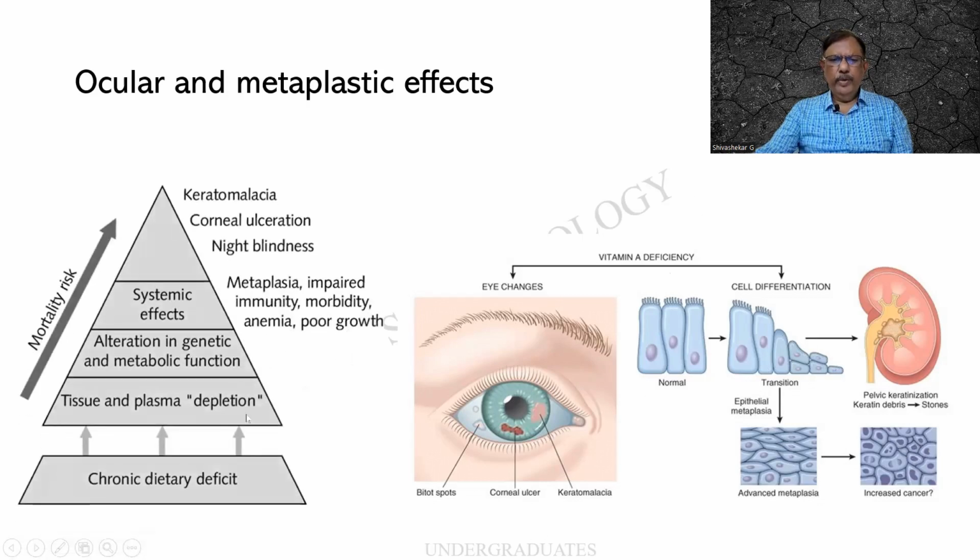This is a beautiful pyramid that we shall remember. There is a dietary deficit, there is a depletion either in the tissue or in the plasma, there is altered genetic and metabolic function leading to systemic effects, and there is a greater mortality or morbidity. And here there can be metaplasia when there is a mild deficiency, but later on it can result in keratomalacia, corneal ulceration, and night blindness. So this alone would suffice for us to recall the effects of vitamin A deficiency.